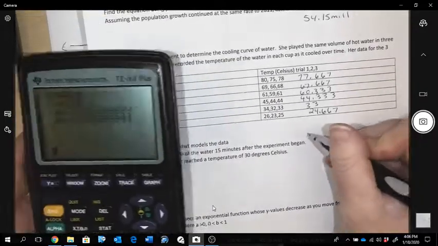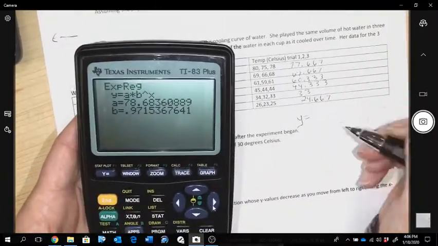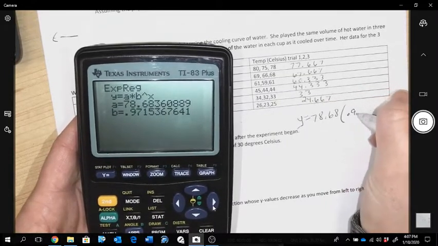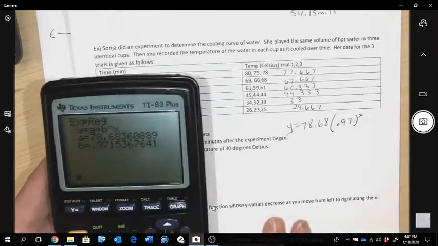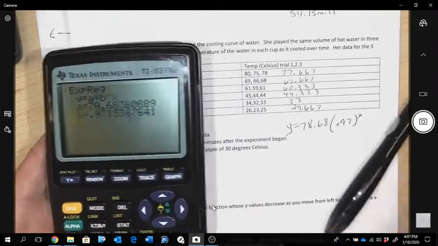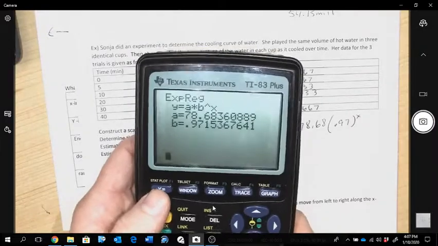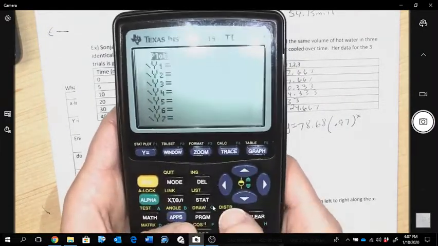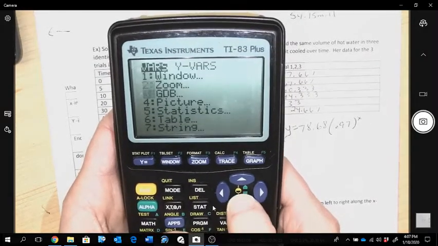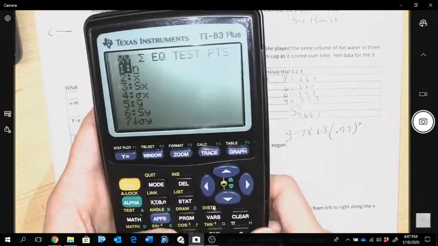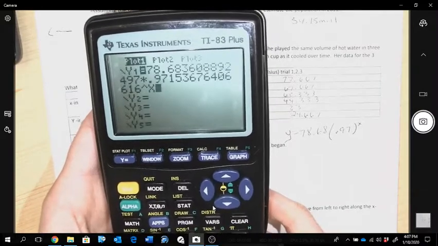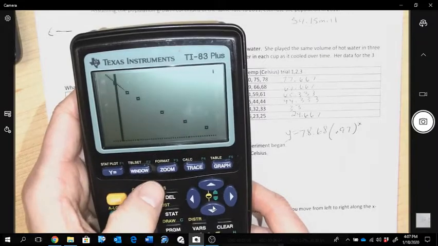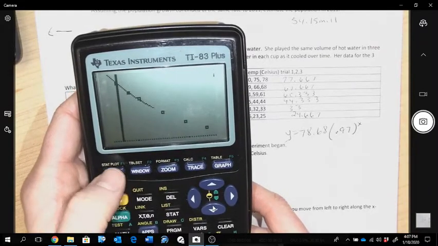Okay, so if you want, I'm not sure if it makes you write it down, 78.68 times 0.97 to the x. That's kind of what it would look like. Okay, so what I'm going to do now is put it in here. So I'm going to go to VARS, Statistics, and over to the equation and enter the regression equation, and it puts it in there for me. So you can see how that line is going to match up well with our data.